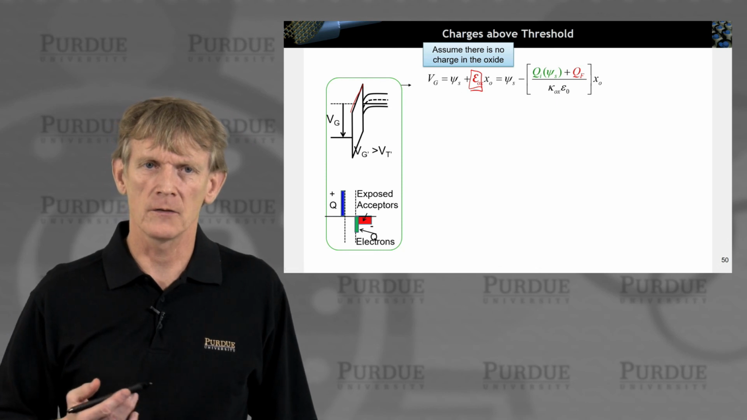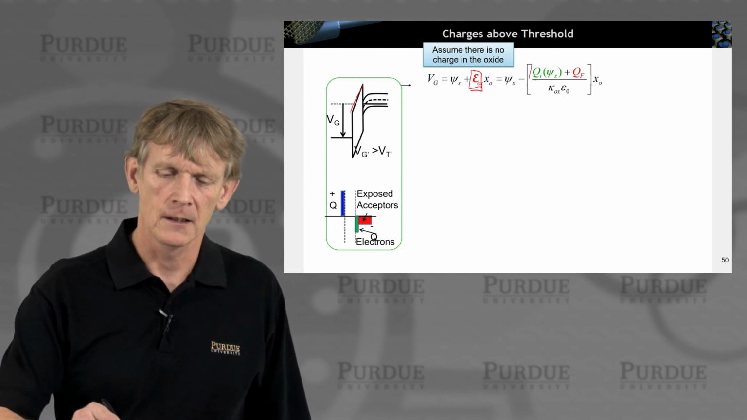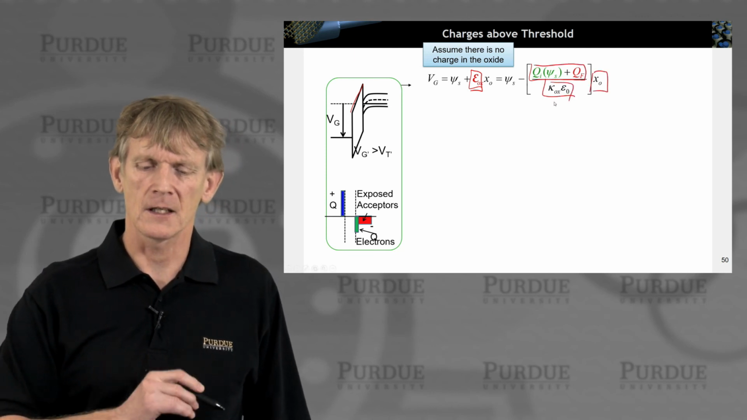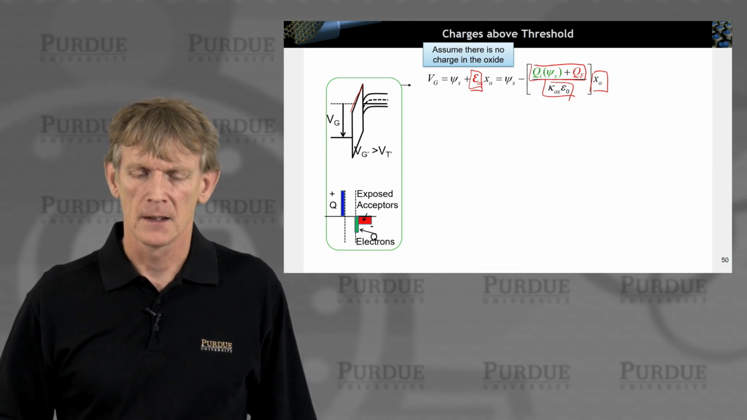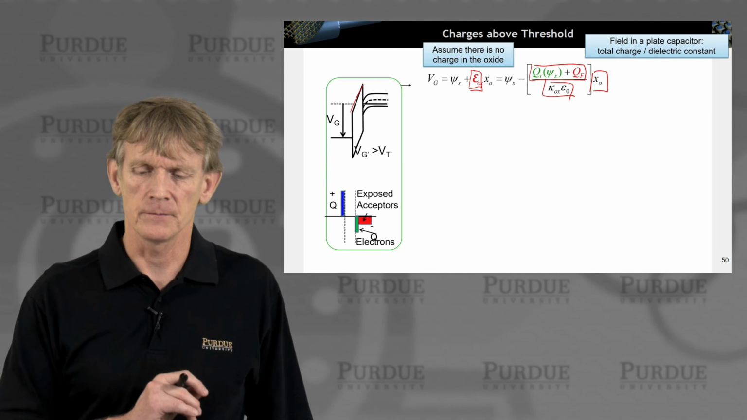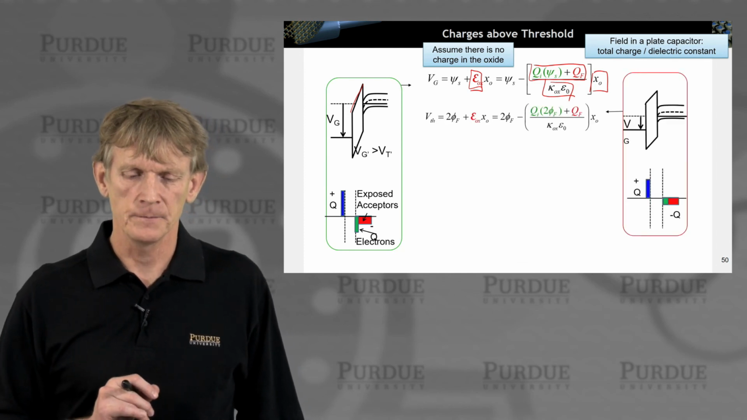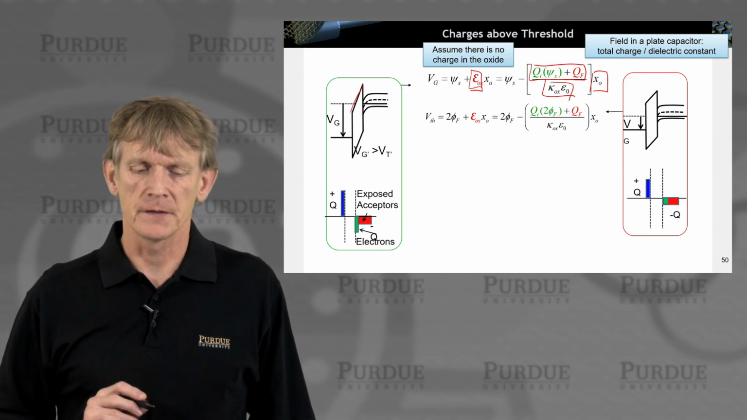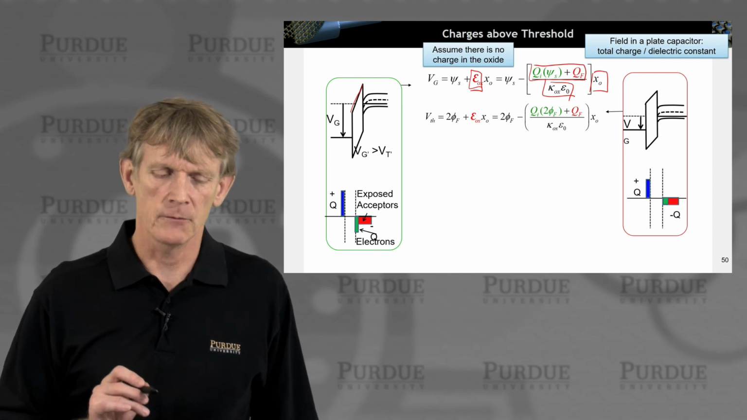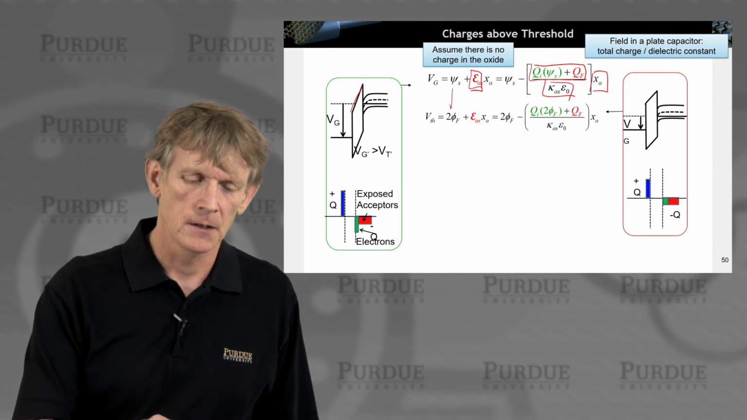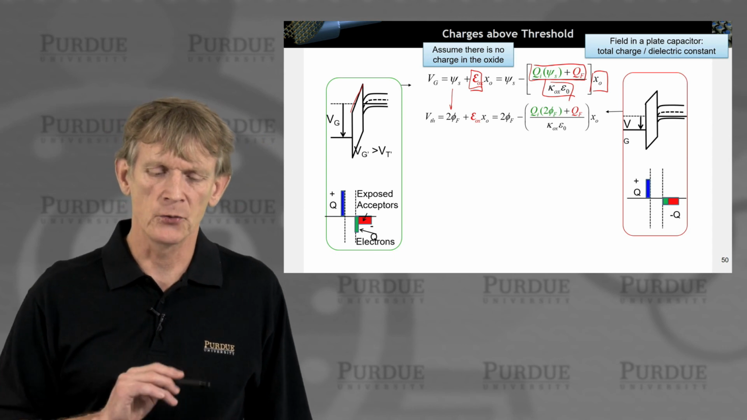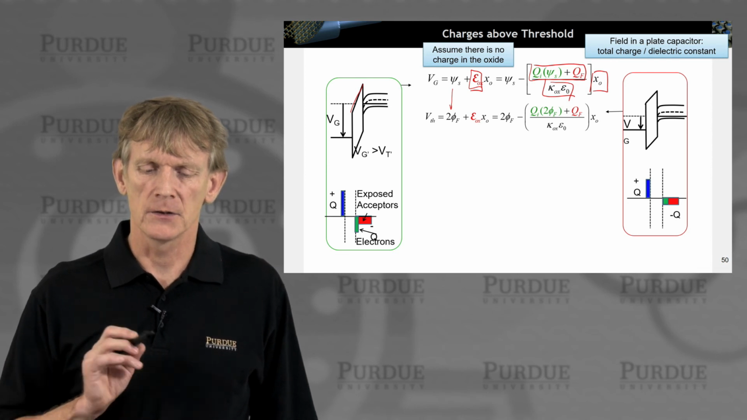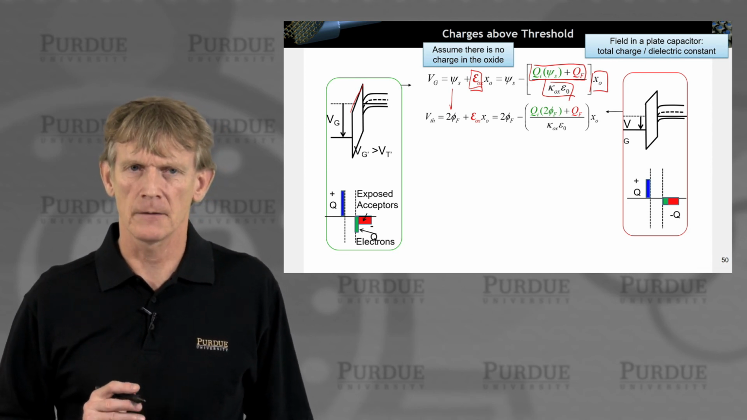It is the field in a parallel plate capacitor, where you take the total charge dropping over a dielectric and a distance x. So just a plain parallel plate capacitor. Nothing fancy there. And let's write this down now in terms of our definition of threshold. We said threshold means we have our surface potential psi s to be 2 phi f. So all we're doing is substituting the surface potential with 2 phi f.